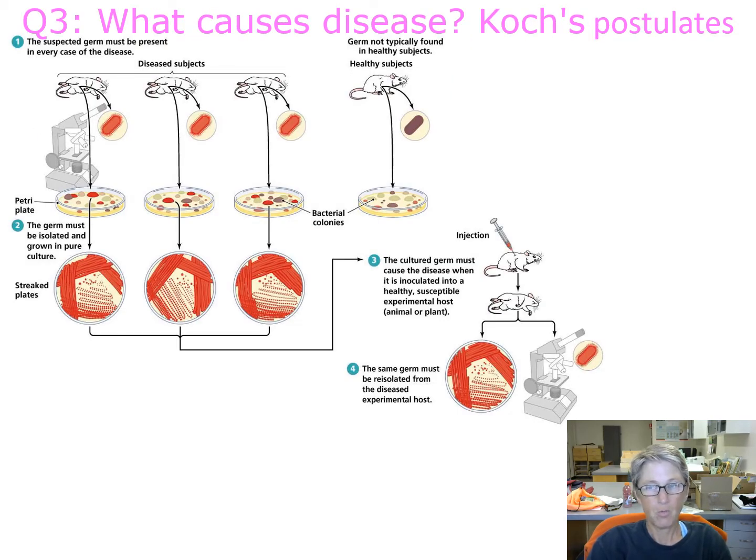So Pasteur's work, along with this guy Koch and Koch's postulates, showed that microorganisms cause disease. So let's take a look at the cartoon. Let's start up here at number 1. It says the suspected germ or microbe must be present in every case of the disease. So check it out. Here's our diseased subjects.